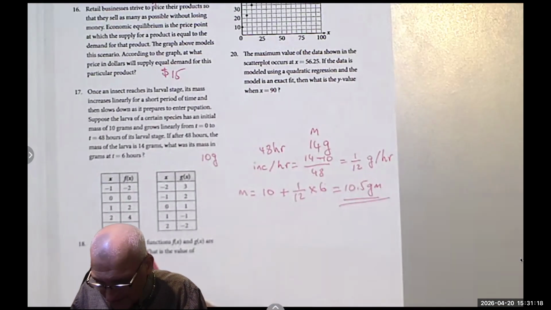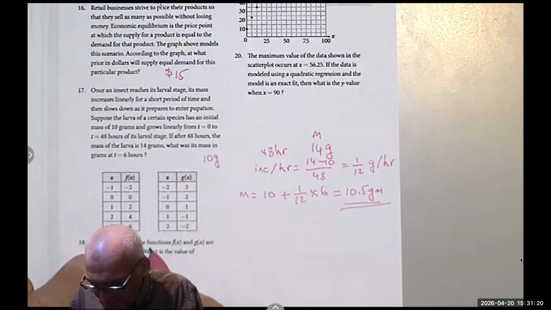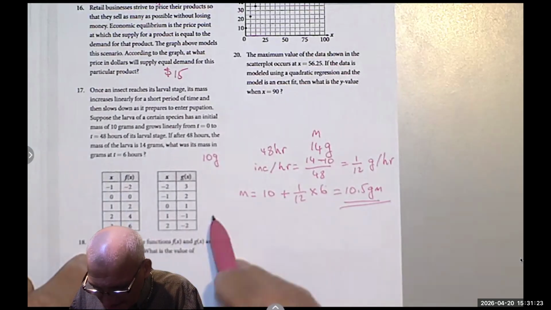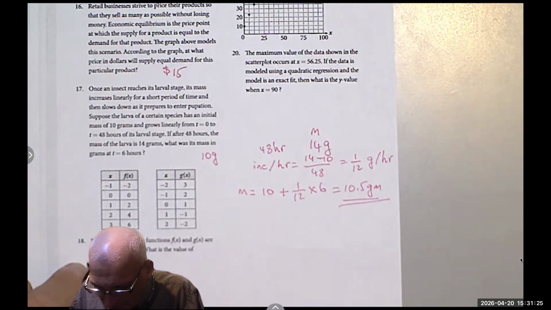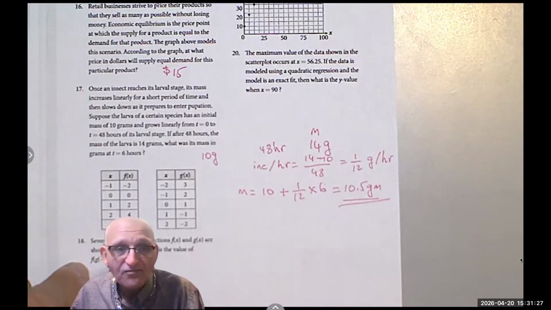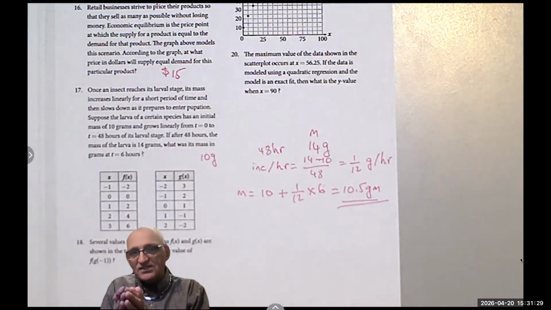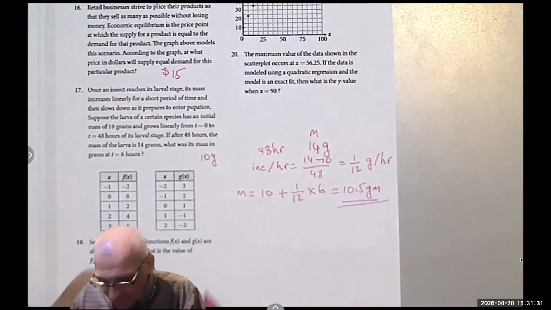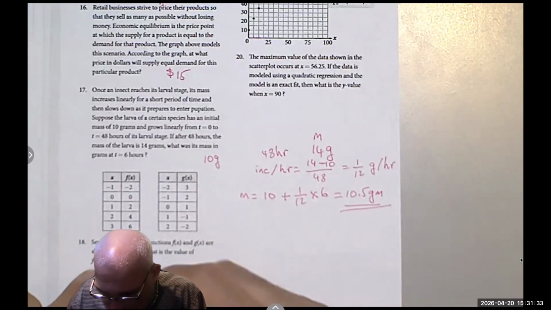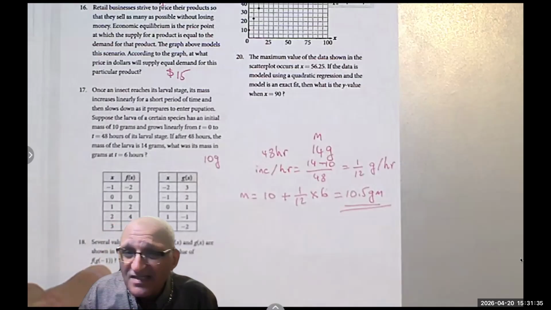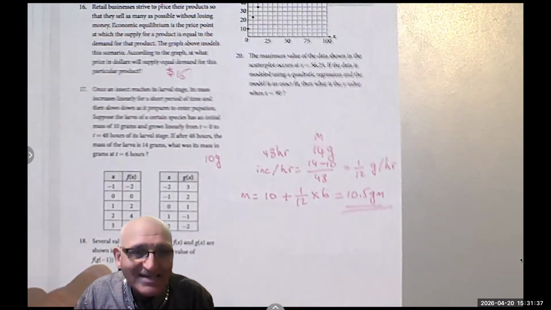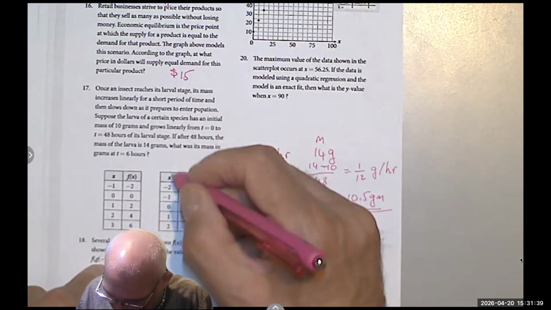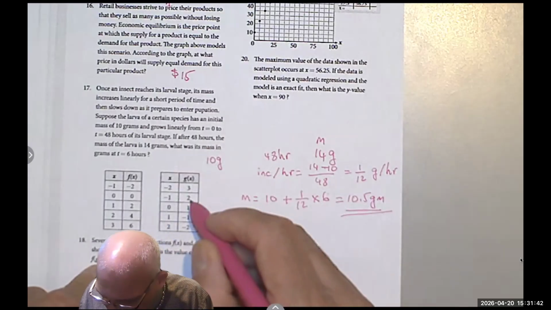In this problem, they tell you several values of the functions f of x and g of x are shown. What is the value of f of g of -1? Notice we start from the inside and go outside. So the first thing you have to do is g of -1, meaning what is the value of the function g when x is -1? X is -1, g of x is 2.